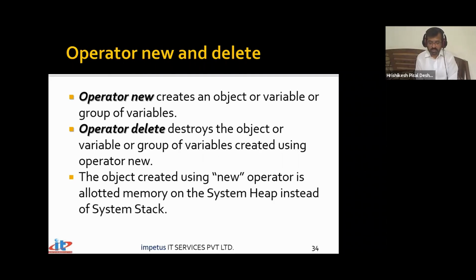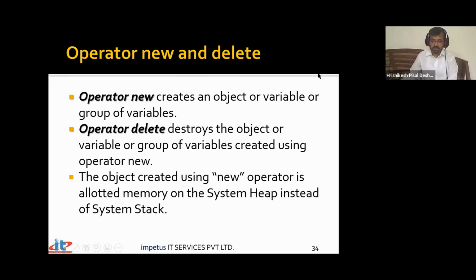An object created using the new operator is allocated memory on the system heap instead of the system stack. Any object that we automatically create, that means inside the function main, if I said video v1, so that's an object that we have created statically, memory will get allocated. The compiler knows that we want to create that object over there. So in that case, that will reside on the system stack. But when we allocate memory dynamically, that will never be on the system stack.